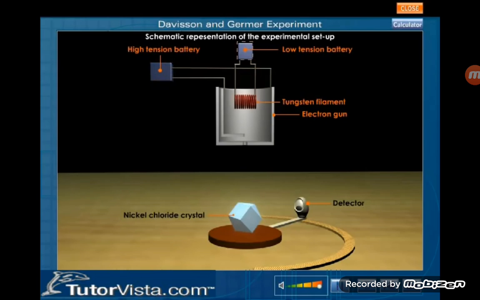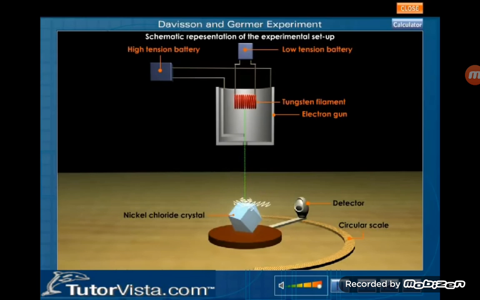The low tension battery was used to heat the filament. A red hot filament produced an electron beam. A high tension battery was provided to accelerate the electron beam. The detector, or the electron collector, moved on a graduated circular scale. A sensitive galvanometer was also connected to the detector.